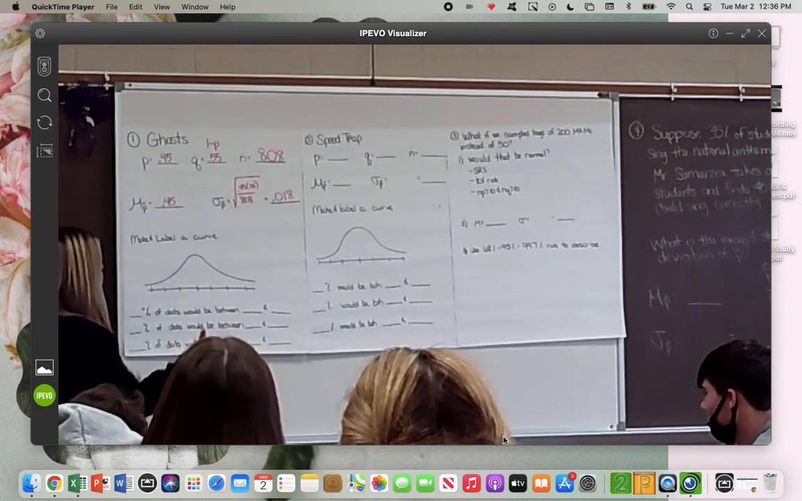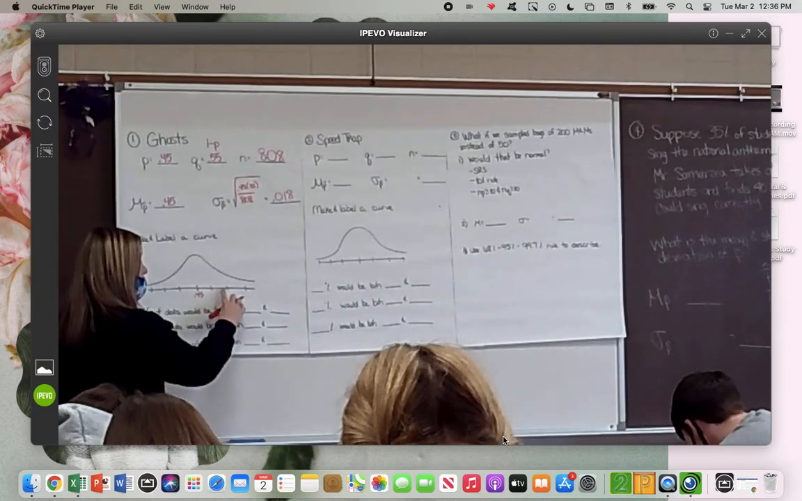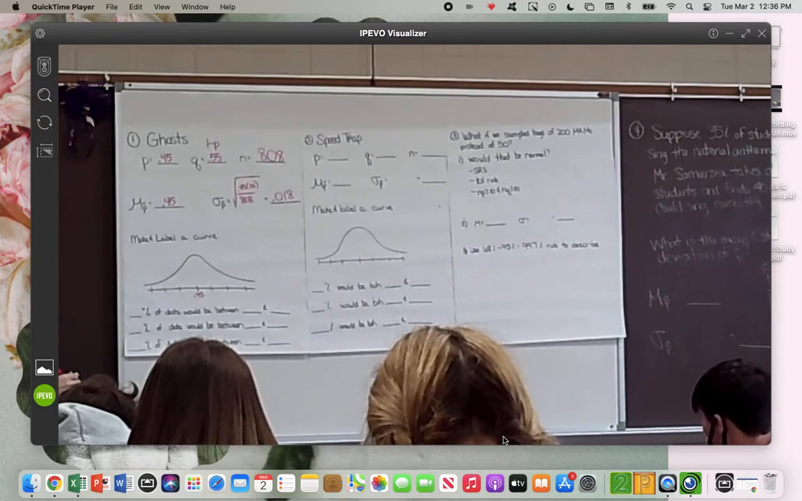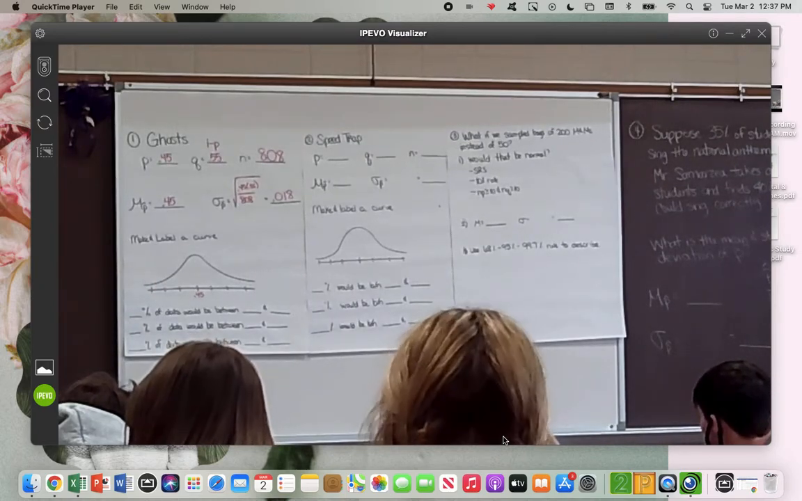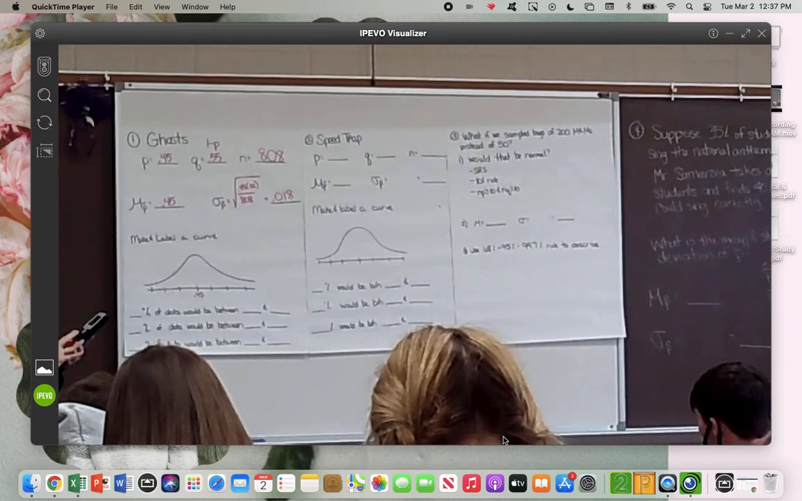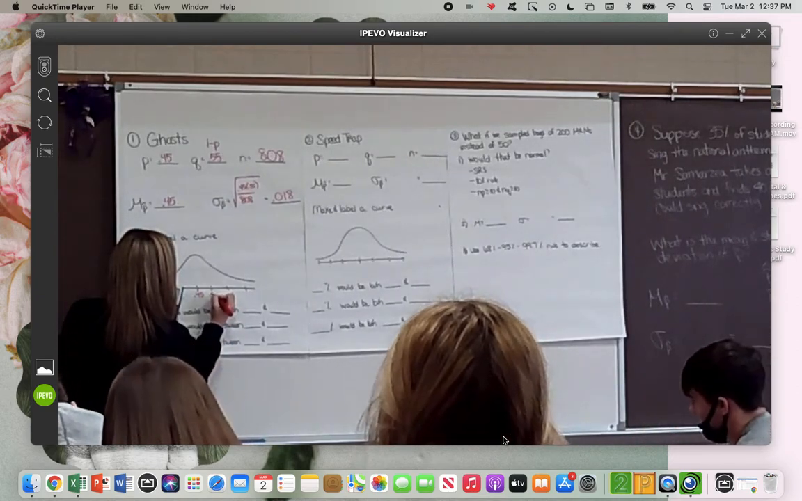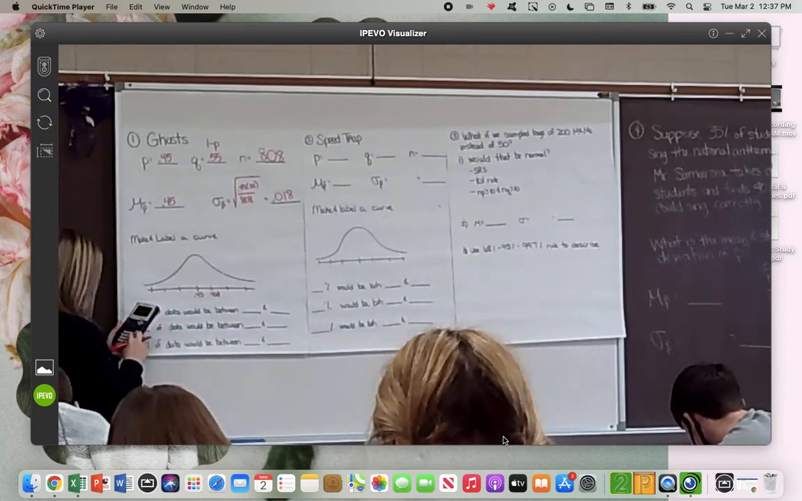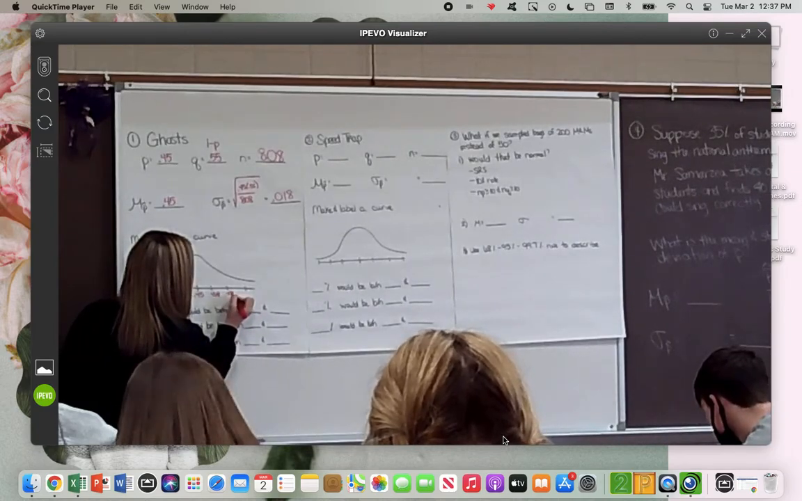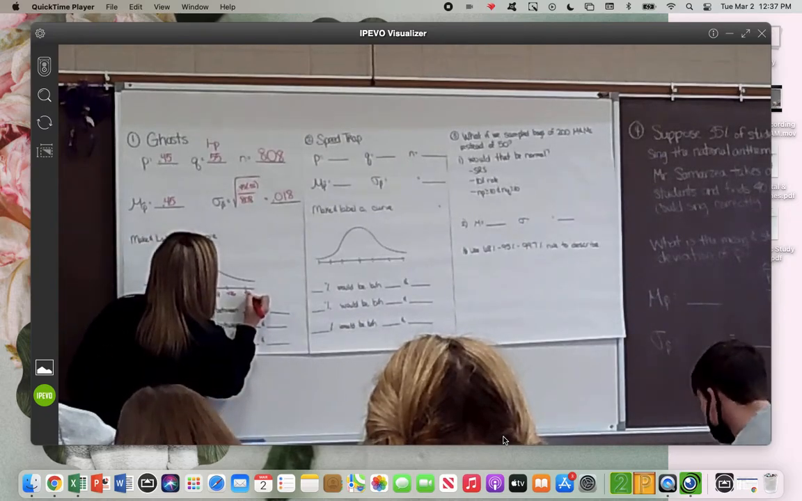So the mean always goes in the middle, and then each increment on our line is going to go up by a standard deviation. So every single time we're going to add 0.018. So my first is 0.468, then add 0.018 again, and I get 0.486, and then add it again, and I get 0.504.